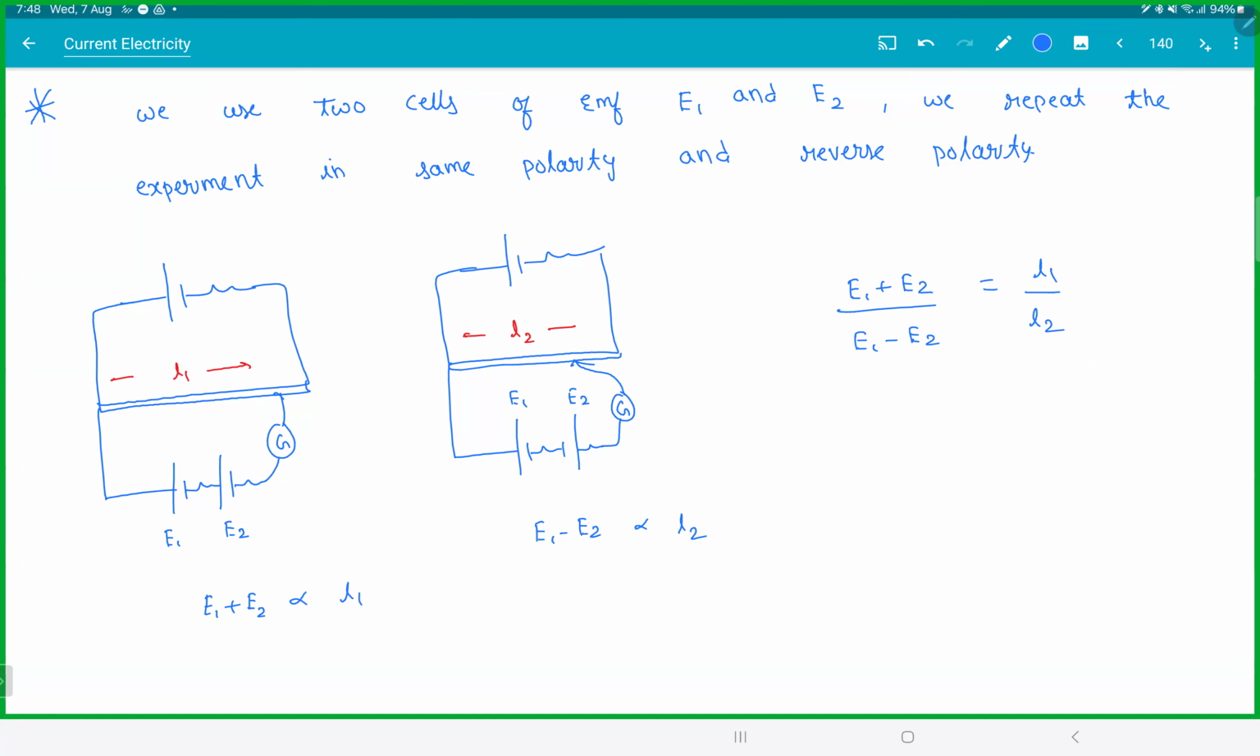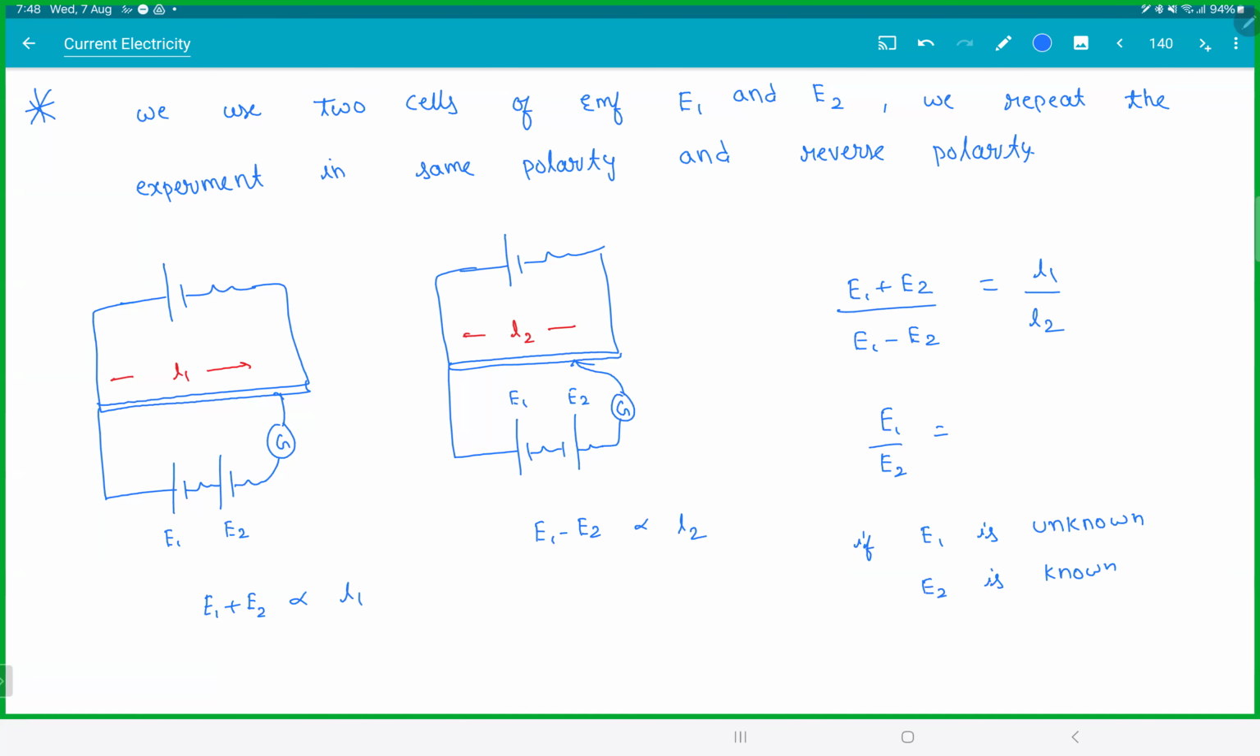So among E1 and E2, if you know one of them and one of them is unknown, you can find the answer. So from here you can find E1 and E2. Clear with this? So from here you get the E1 by E2 ratio. If E1 is unknown and E2 is known, you'll get the unknown value.